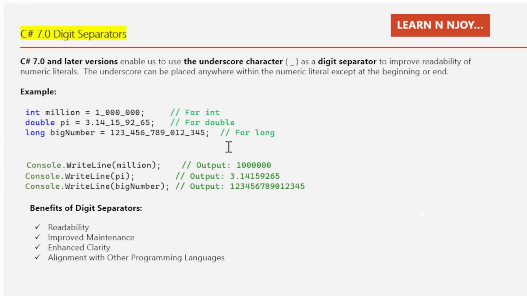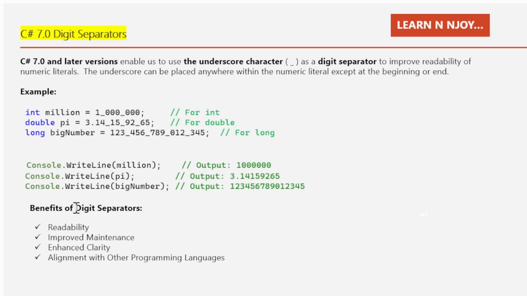If you notice, the underscores are simply ignored by the compiler and have no impact on the actual value. So if you see 1 followed by 6 zeros, then the output is coming for pi as 3.14159265. Similarly, this is the output for big number, the whole big number got printed. There is no underscore in between. Basically, these underscores are getting removed by the compiler and we don't have any impact on the actual value.